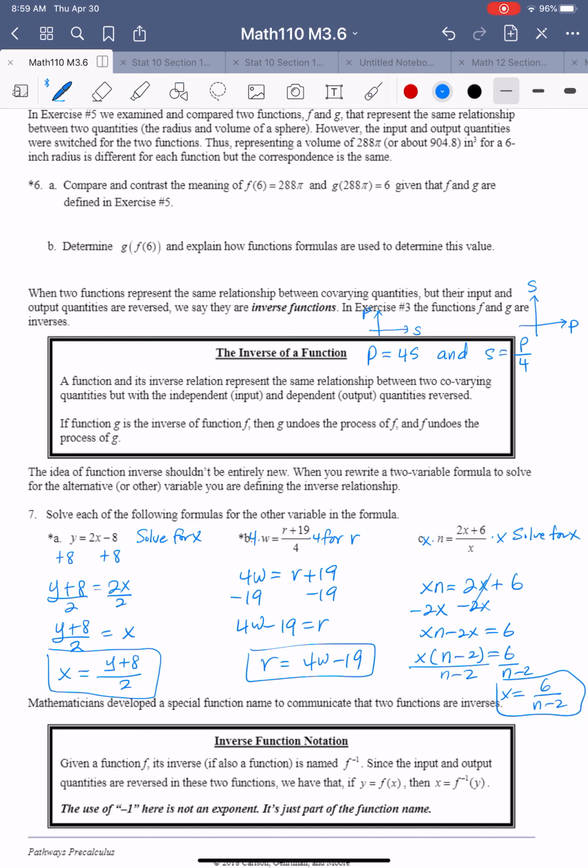And also the inverse function notation is this form. It's not a negative 1 exponent, okay? So this is the inverse function notation. So you can use this way. All right, so let's take a look at number 9.